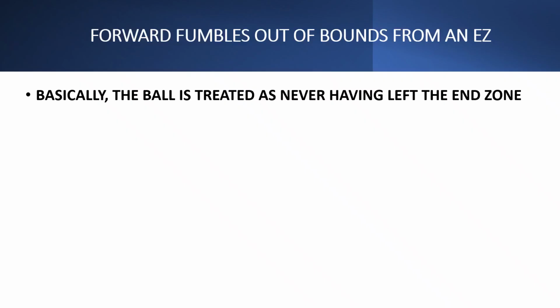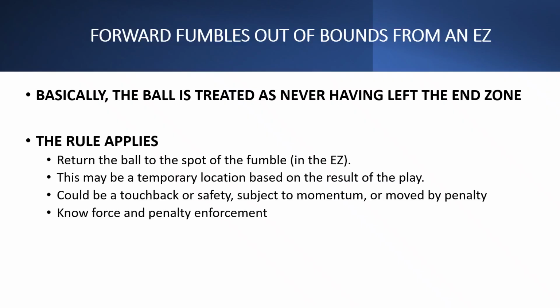Let's talk about fumbles from an end zone that go forward and out of bounds in the field of play. Basically, the ball is treated as never having left the end zone. The forward fumble out of bounds rule applies, and you would return the ball to the spot of the fumble, which is in the end zone. This may be a temporary location based on the result of the play, which could be a touchback, a safety, subject to the momentum rule, or move by penalty. In these situations, it's important to know your penalty enforcement and know who forced the ball into the end zone.